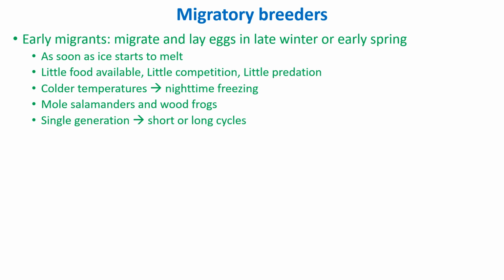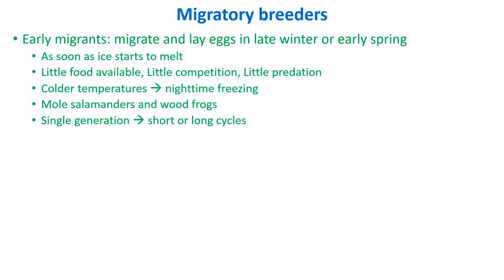Another disadvantage, or a better way to put it, another environmental constraint, particularly in the Northeast, is that in the late winter or in early spring, the temperature is still cold. During every night time, you may undergo nocturnal freezing, maybe continuously or maybe intermittently. So those are environmental constraints. But the examples for these kind of early migrants, in terms of the amphibians, are going to be mole salamanders like the spotted salamander and the wood frogs.